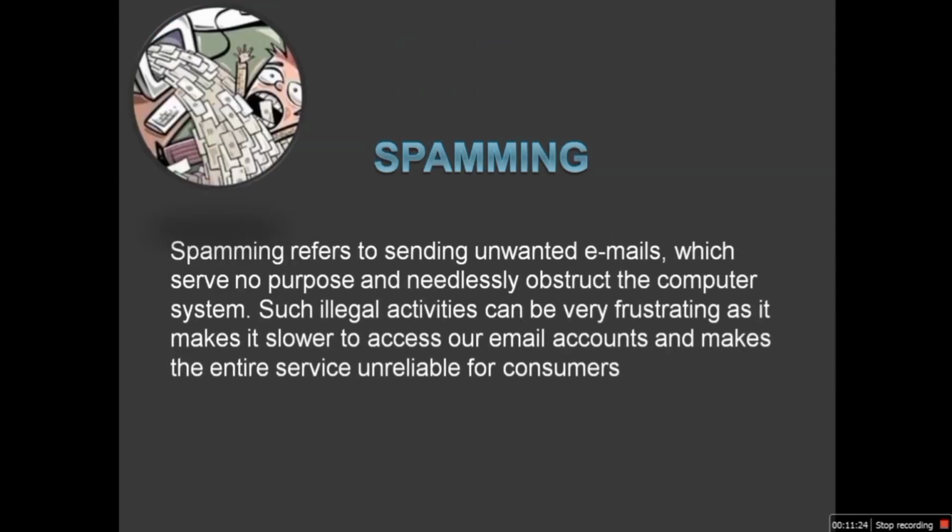The next is spamming. Spamming refers to sending unwanted emails which serve no purpose and needlessly obstruct the computer system. Such illegal activities can be very frustrating as they make it slower to access our email account and make the entire service unreliable for consumers. It means spamming is one of the biggest disadvantages of the internet. If you have a Gmail account or any email account, then unwanted mail comes to your account, which can be very frustrating. It is also responsible for the slower speed of your computer system.